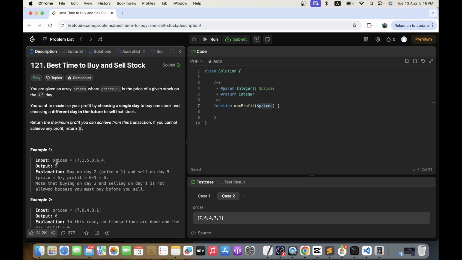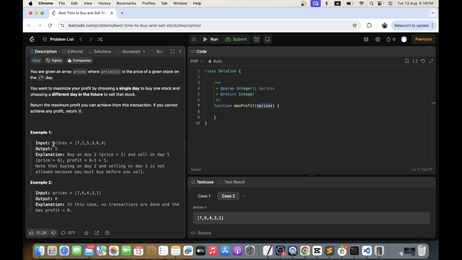We have the first example. We have the prices array. This is D1, D2, D3, D4, and so on. We should return 5 in this case. Let's see how it is calculated. Here, we should buy on D2, which has a price of 1. So this is the minimum price, so we should buy on this day. And then sell on D5, which will make 6 minus 1 equal 5. This is the maximum profit.